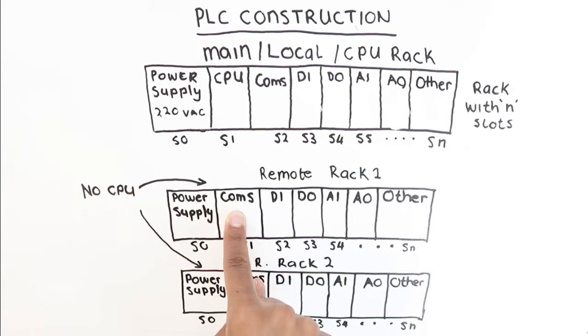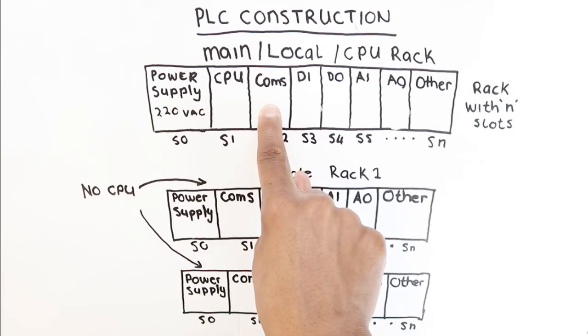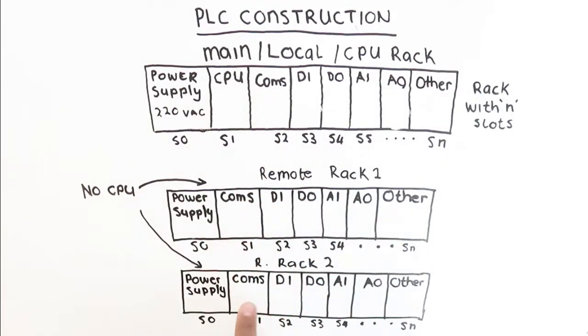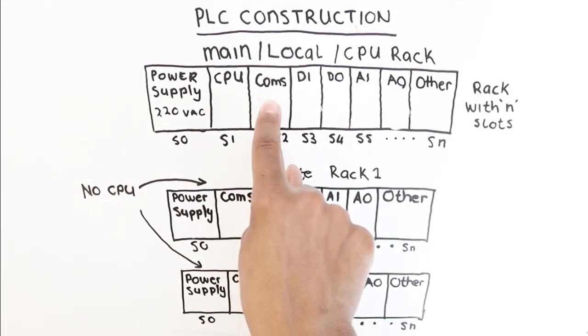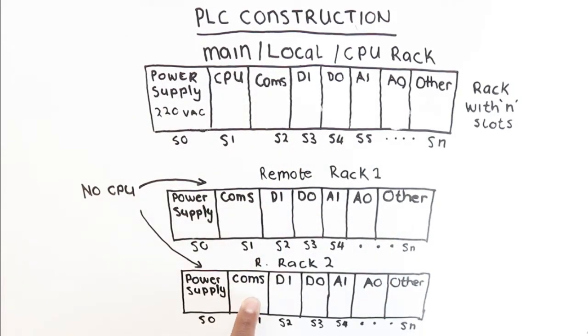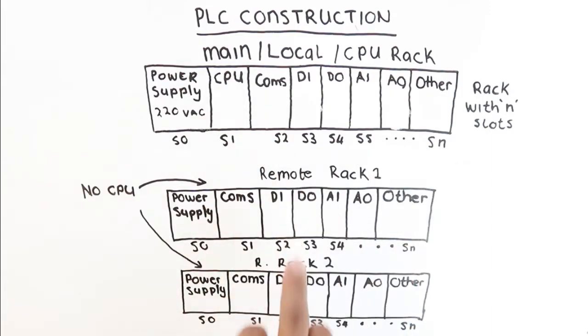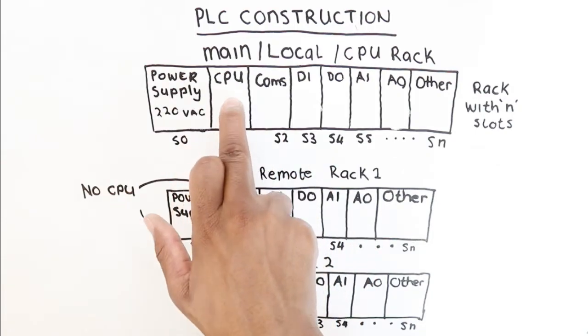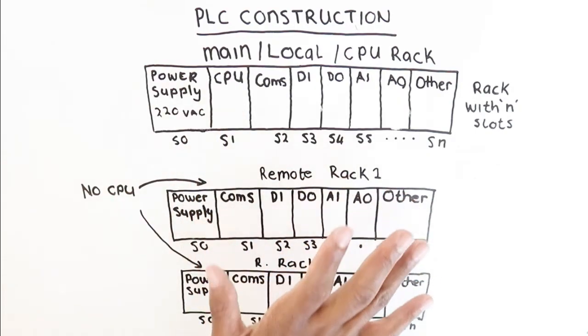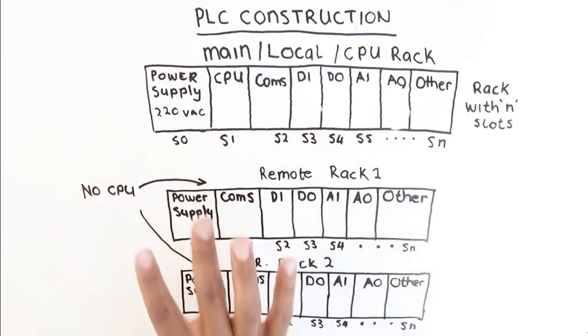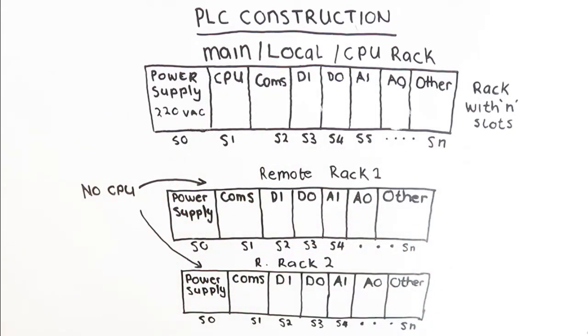What is important is that for a remote rack, you need to have a comms card. The main function of this card is that these racks must be able to communicate with the main rack of your PLC. If the comms breaks down, for example, then the main rack will not be able to see the two remote racks and whatever inputs and outputs these two racks are serving in the plant. So those signals will not be able to reach the CPU, and the CPU will not be able to control the field devices located on that particular PLC rack.